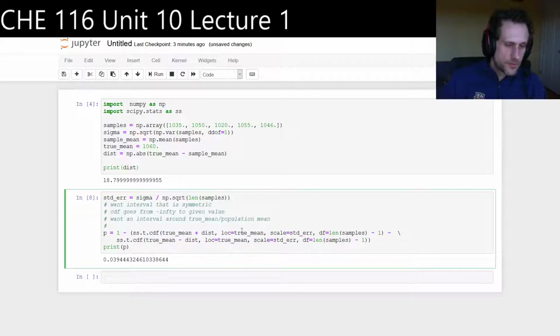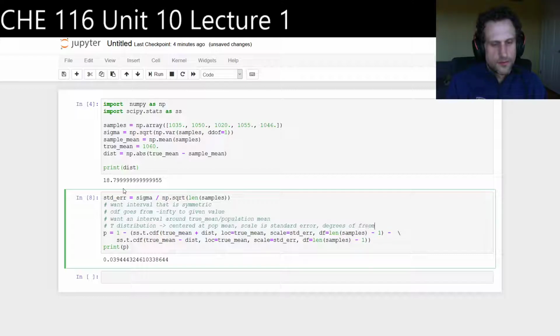Okay. So where do these numbers come from? This is a t-distribution centered at the population mean. Scale is the standard error. Degrees of freedom is n minus 1. We remembered that the probability of a sample mean follows that.